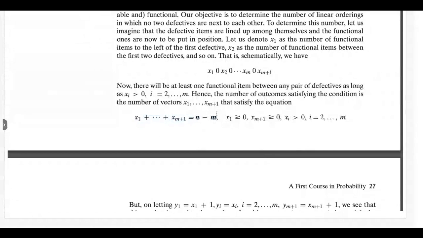Why? Here it allows non-negative, allows each one to be 0 now, because x is greater than or equal to 0 now, right? Because we define those x's as the functional ones. So x1 is functional ones, so 0 means none. So x1, x2, up to x_(m+1), those guys add up to be the functional ones, the good ones, which is n minus m, because m is the number of the defective ones.